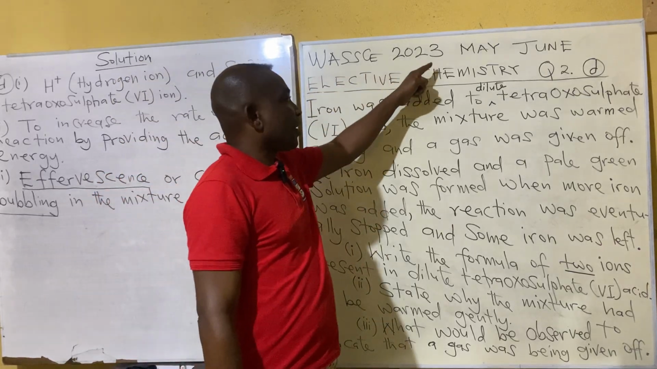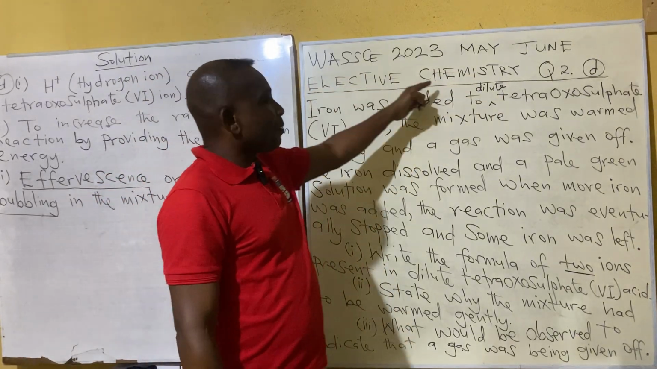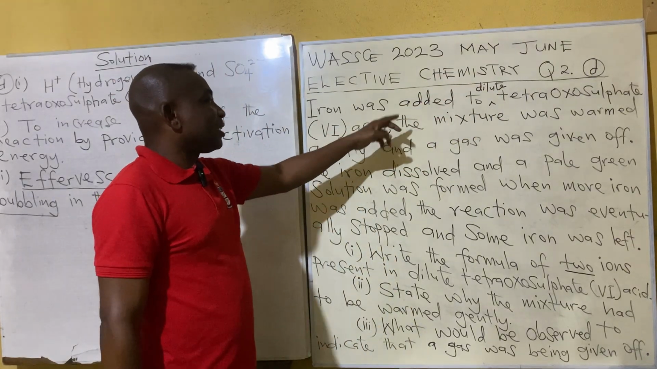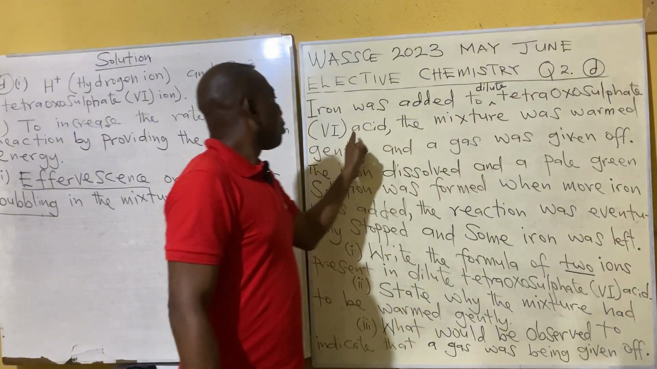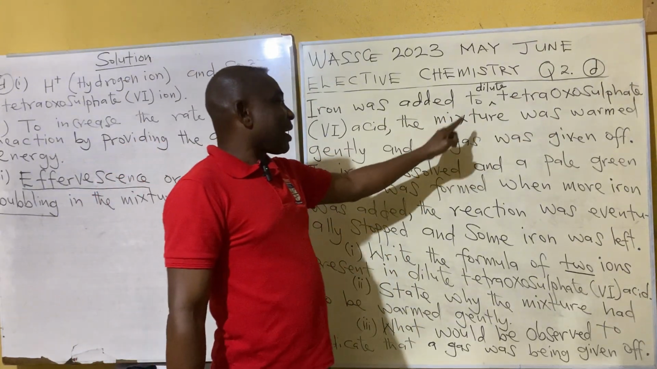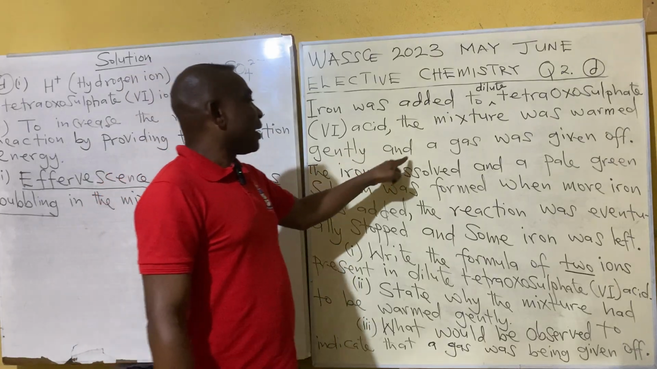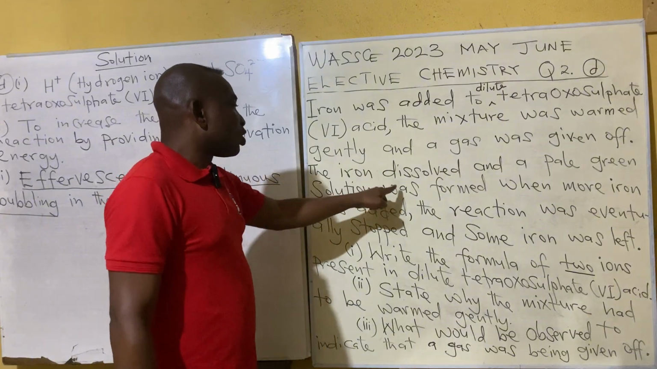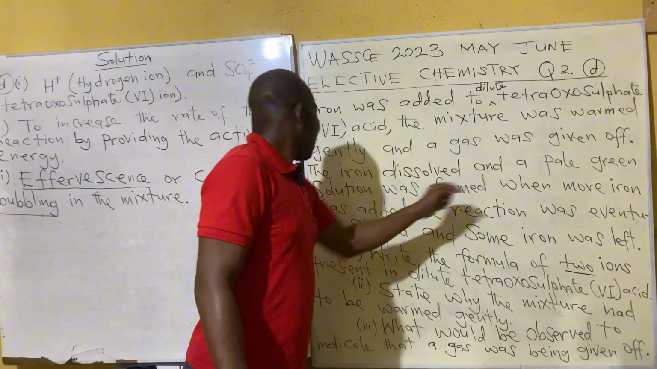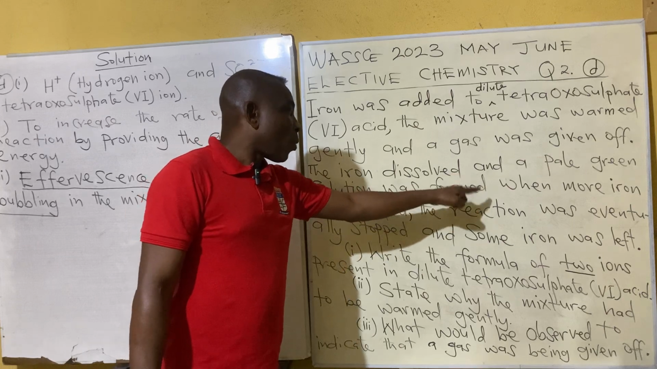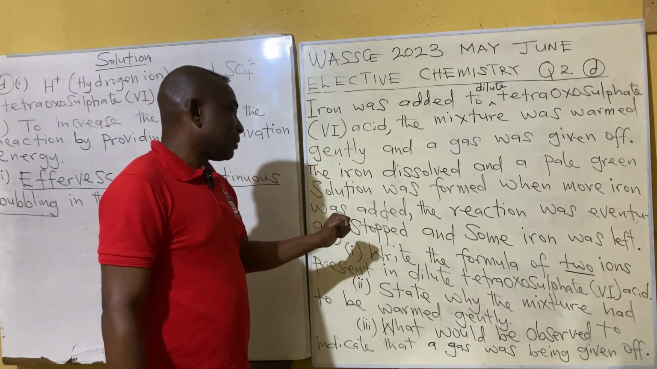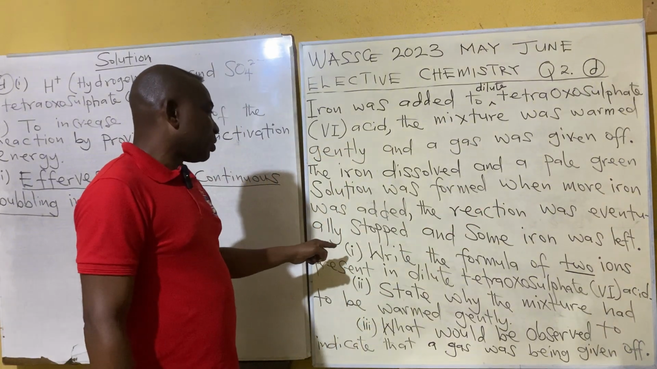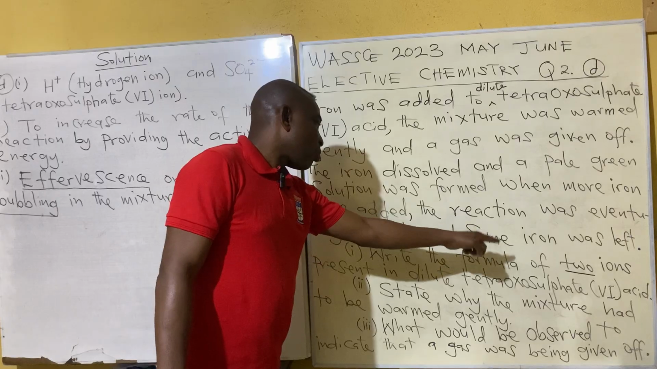WASSCE 2023, May-June, Elective Chemistry, question number 2D. Iron was added to dilute tetraoxosulfate 6 acid. The mixture was warmed gently and a gas was given off. The iron dissolved and a pale green solution was formed when more iron was added. The reaction was eventually stopped and some iron was left.